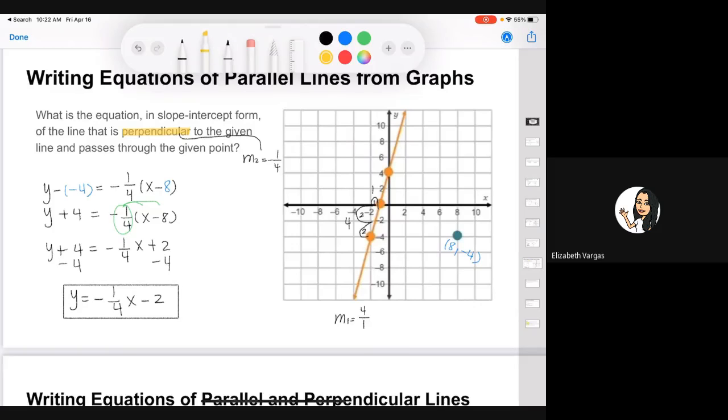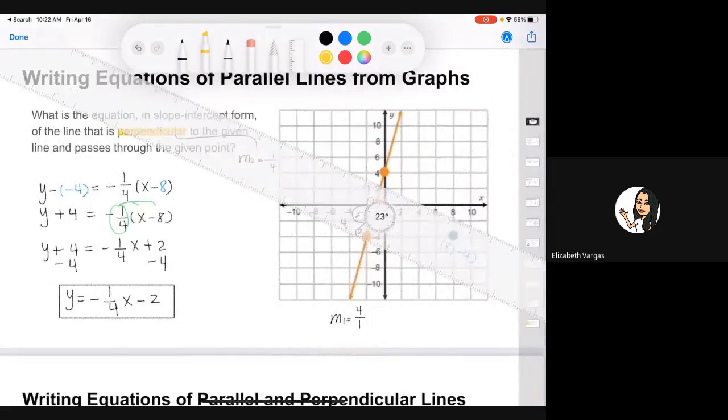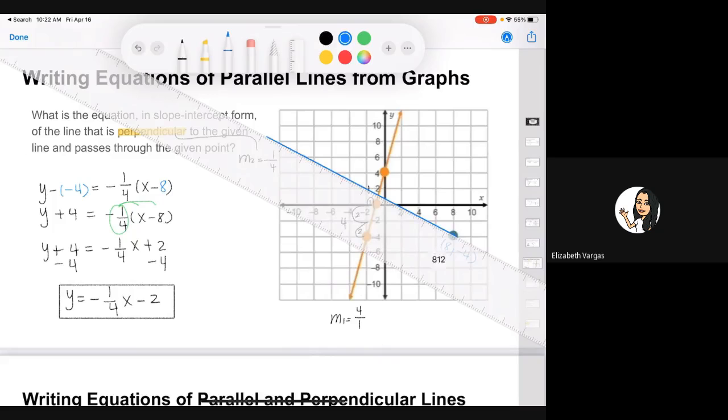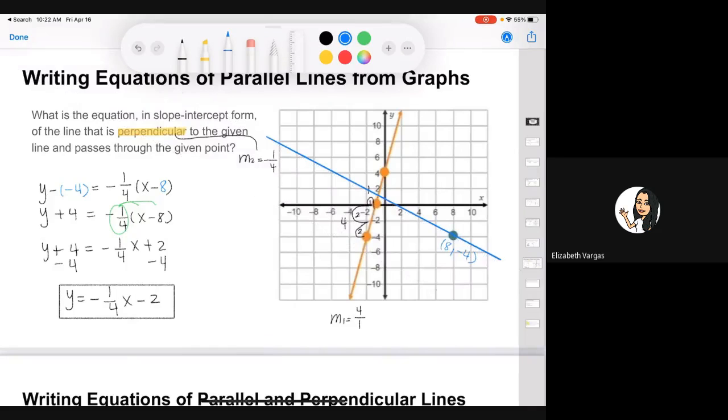And so that is my equation for a line that, if I were to draw it here, would be the equation of this line right here, the line which is perpendicular to my given line. So it intersects at 90 degrees. Okay, and what we'll notice is that the slope for the line that I just created is the negative reciprocal of my original line, which was 4 over 1.